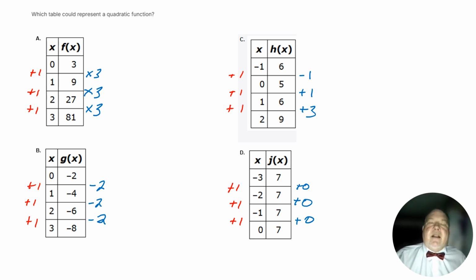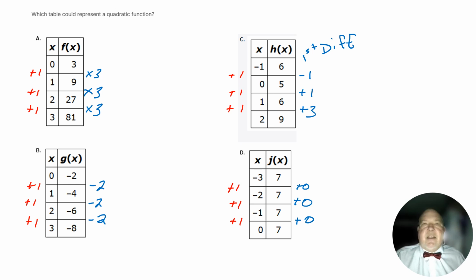All right, now let me point something out to you. What we just did here is called the first difference. I'm just going to write first diff. That's a terrible F, sorry. All right. Now, when we have a first difference that's not the same like this, then what we want to do is look at the second difference. Now, how do we do that?